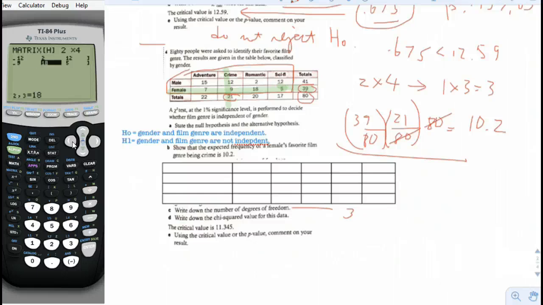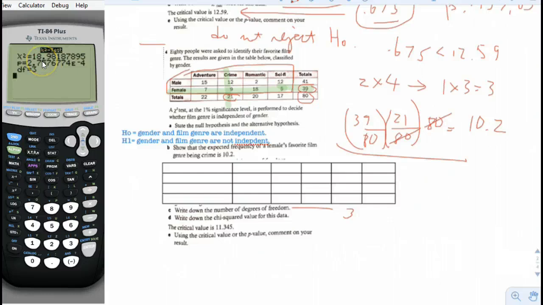So you can see that I filled in the table here in this 2 by 4 matrix, and then I press stat, tests, and I go up to chi-square test, and then I'm going to give it H and I for the observed and the expected. So I do second matrix, and I go down to H so that I can type in H there. And then I'm going to do the same thing, second matrix name, and I'm going to go down to I. And then we'll go down to calculate and run it.